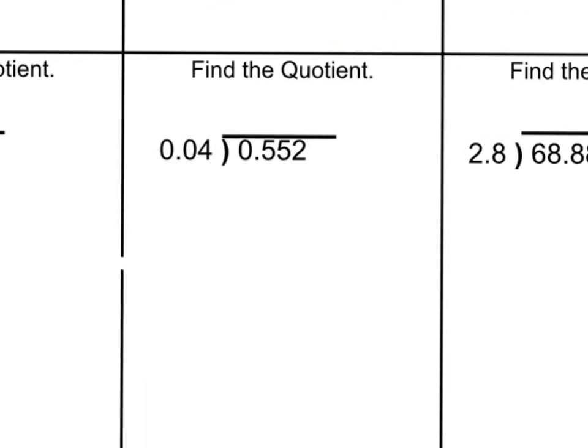For the next one it says find the quotient. The first thing we need to do is make this divisor into a whole number by moving it to the right twice. We'll do the same thing on the inside with our dividend. So then it becomes 55.2 is being divided by 4.